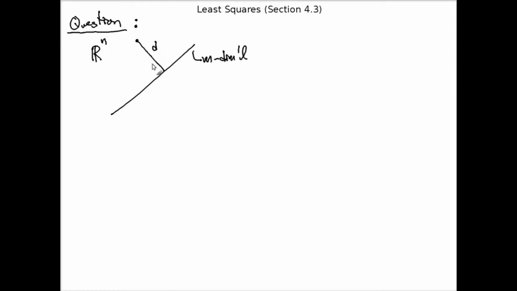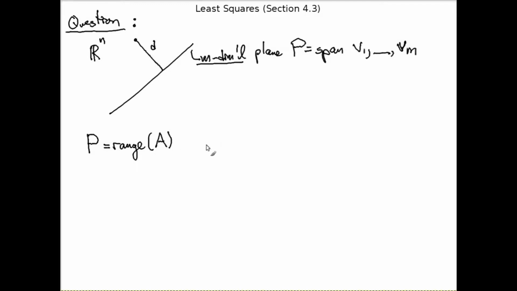Okay, so the question is, how do you do this kind of calculation? Suppose you're in Rn, and you have an m-dimensional plane, and a point, and you're trying to find this distance d. So you have this m-dimensional plane, let's call it P, and suppose P is given as the span of a bunch of vectors, V1 through Vm, and there are m of them because it's m-dimensional. And so the way we've learned to think of such a thing is that P is the range of the matrix A, where the Vi's are the columns of A.